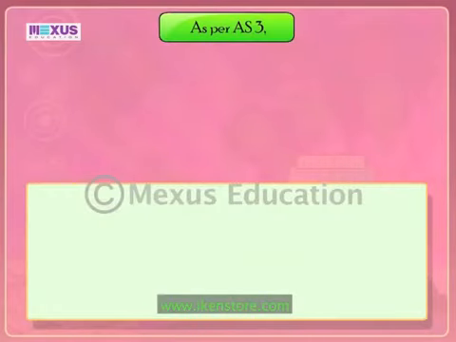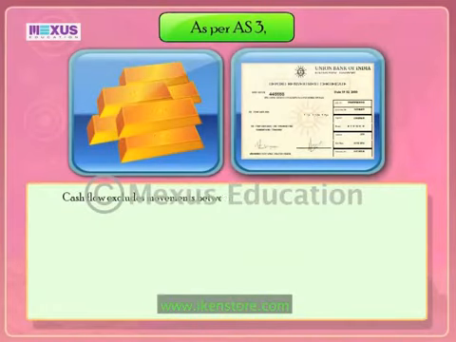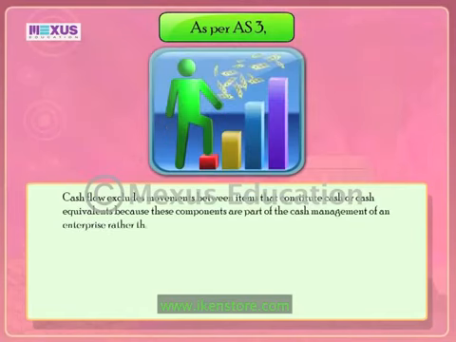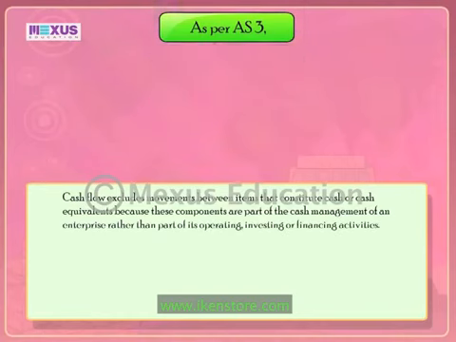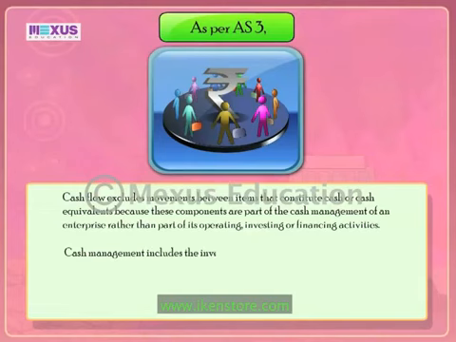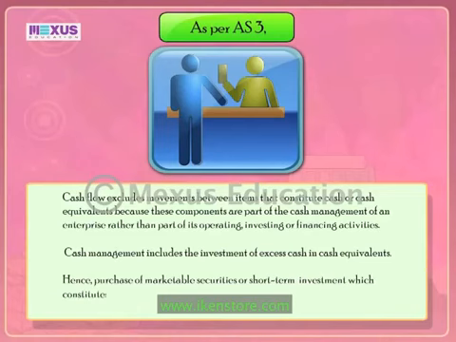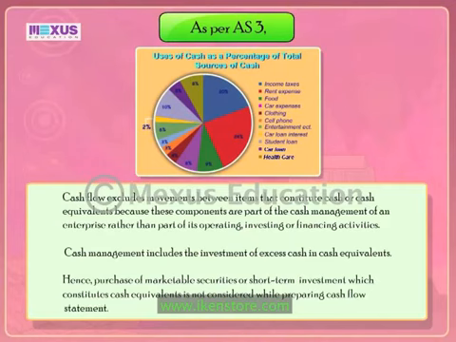As per AS3, cash flow excludes movements between items that constitute cash or cash equivalents because these components are part of the cash management of an enterprise rather than part of its operating, investing or financing activities. Cash management includes the investment of excess cash in cash equivalents. Hence, purchase of marketable securities or short-term investments which constitute cash equivalents are not considered while preparing cash flow statement.